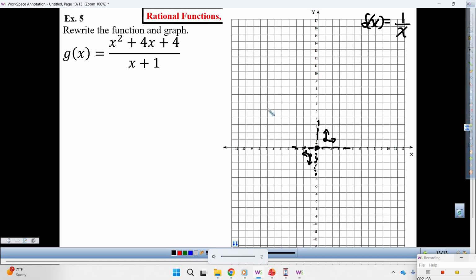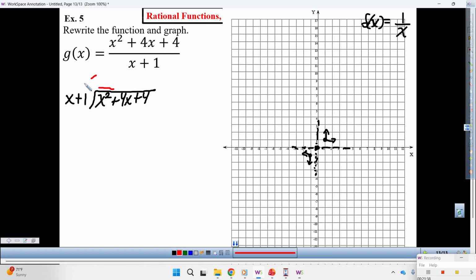Next. Earlier I asked Leo, what do we do with this? Long division. All right, long division. So x squared plus 4x plus 4 divided by x plus 1. Here we go. Let's do this one together.